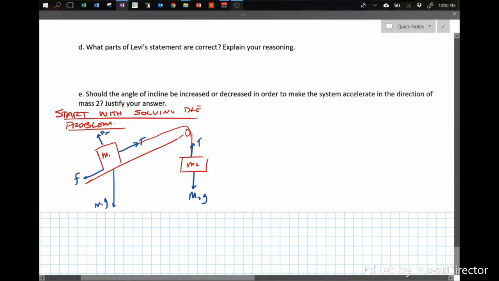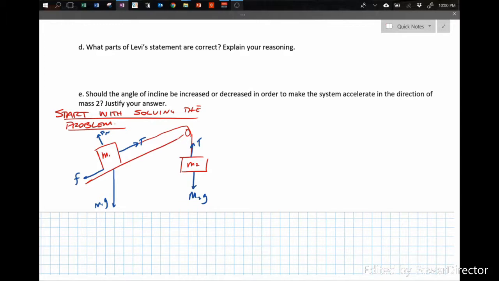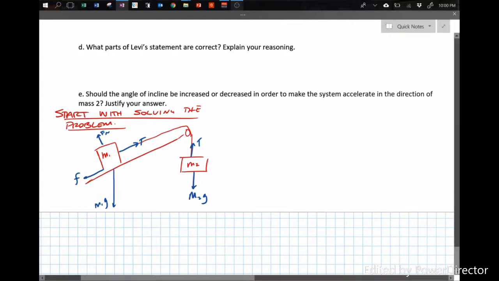Now looking at it, M1G is not really in the same direction as everything else. It's not up the plane or down the plane. So what we want to do is break that down. Before we go anywhere else, we'll look at these two parts. We got theta right here. We have the part of the weight that's pulling down into the plane, and we have part of the weight that's pulling down the plane with friction. So we'll call this part, because it's adjacent to our angle, mg cosine of theta. And this part that's opposite my angle, mg sine of theta.